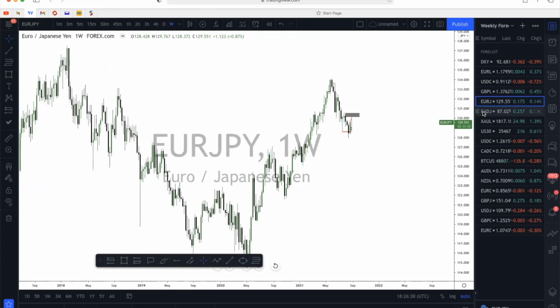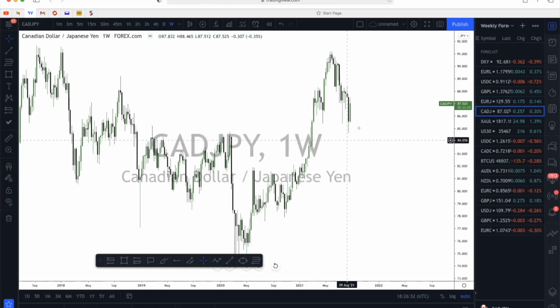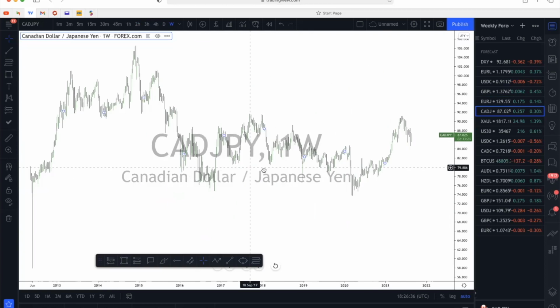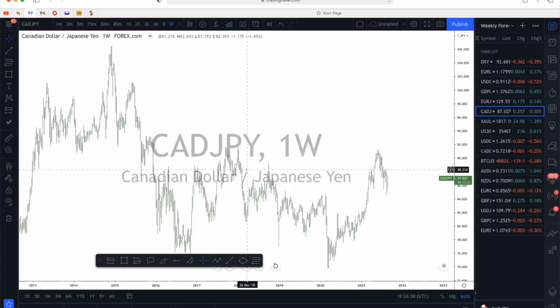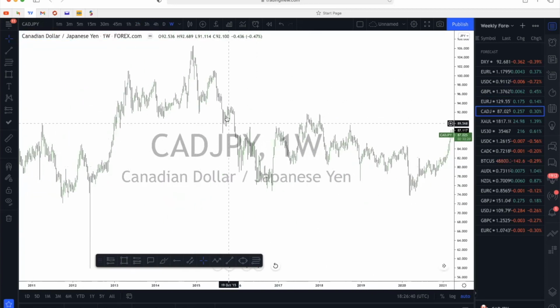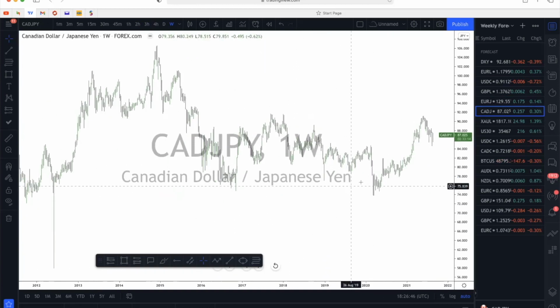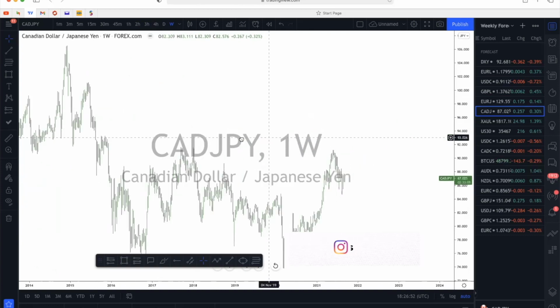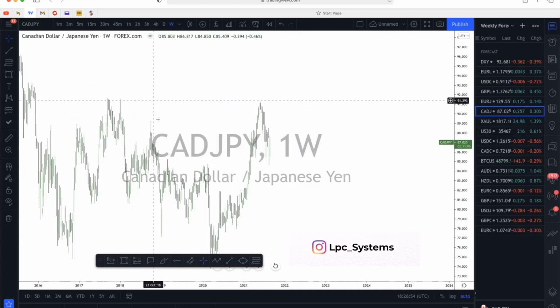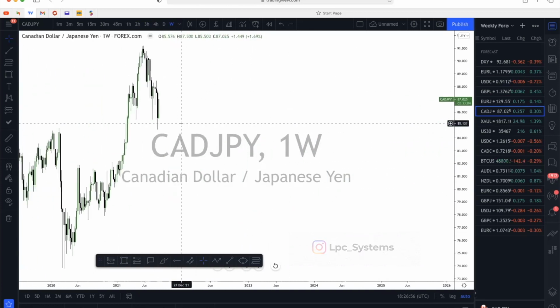So the next pair we're going to look at is CADJPY. For CADJPY, we can see what this pair is also doing now. If you zoom out, this pair has also really been bearish. We can see lower high, lower low, lower high, then we have lower low. Then price is creating another lower high in here. So what do we see? This price is retesting this area. So we're expecting this particular price action also to continue to go down.